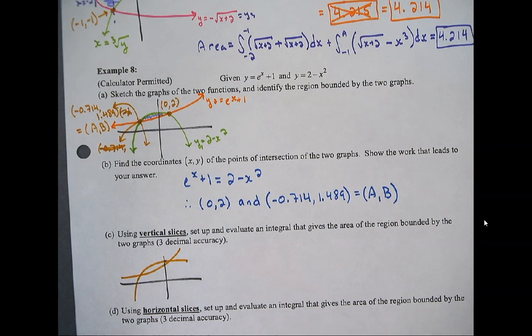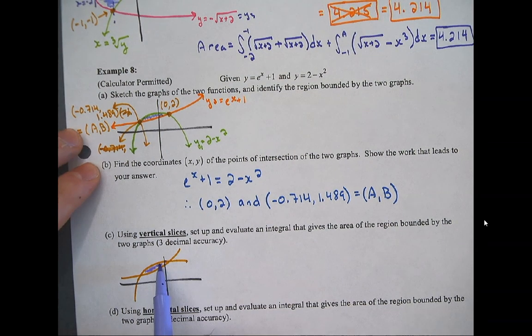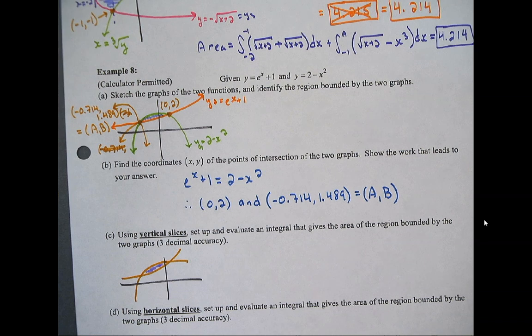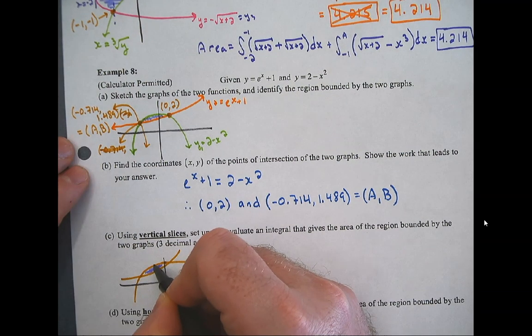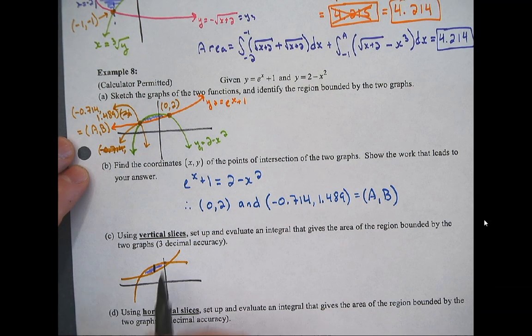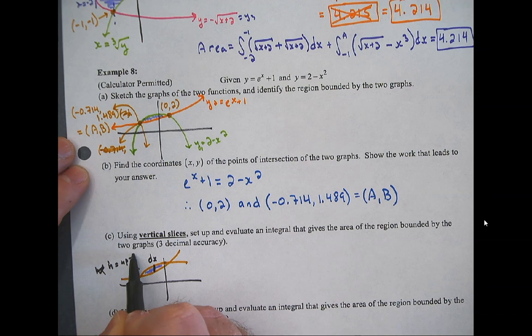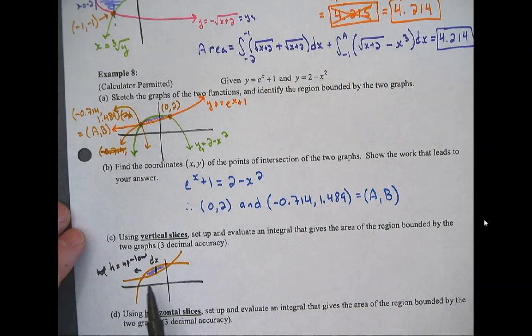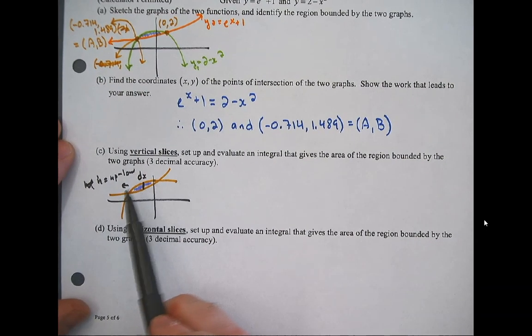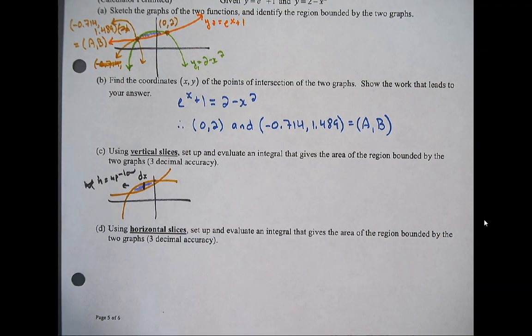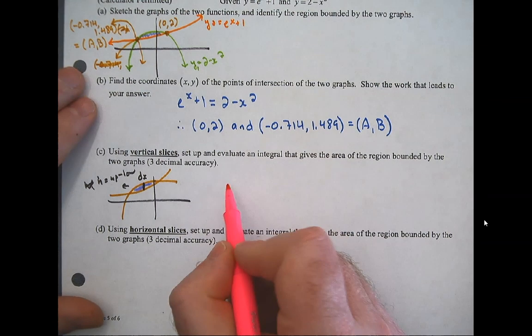Dang it. I thought I was going to draw it better. Using vertical slices, so that means they're going this way. So our width is down here, so this is a dx. So that means the height is going to be upper minus lower. Do we have a change in who's upper and who's lower? No, we don't. So we can go ahead and go right for our area equation.